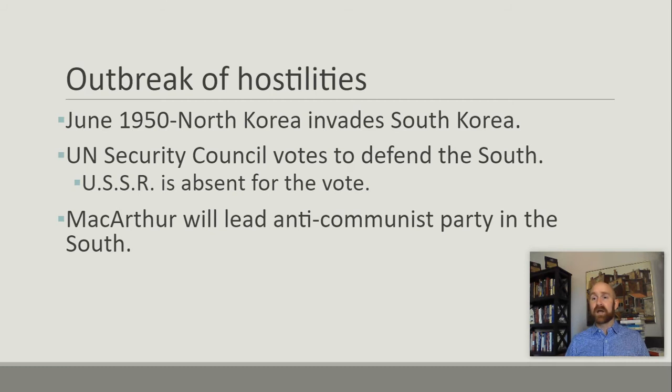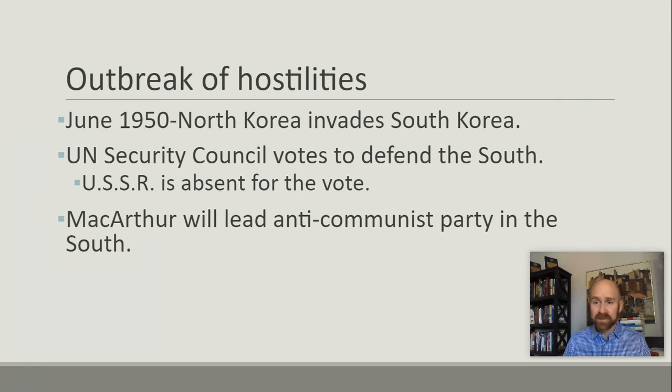So the Soviet Union, the USSR, is absent for the vote, and so the resolution will get passed, and General Douglas MacArthur will get put in charge of the forces there. That makes sense. Americans in charge. 90% of the 500, I think it's like 520,000 troops are going to be American. So MacArthur gets put in charge. That kind of makes sense.